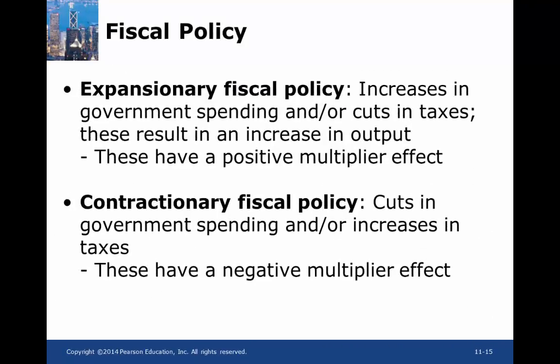Fiscal policy. Expansionary fiscal policy means increases in government spending and/or cuts in taxes. These result in an increase in output. These have a positive multiplier effect. Contractionary fiscal policy means cuts in government spending and/or increases in taxes. These have a negative multiplier effect.